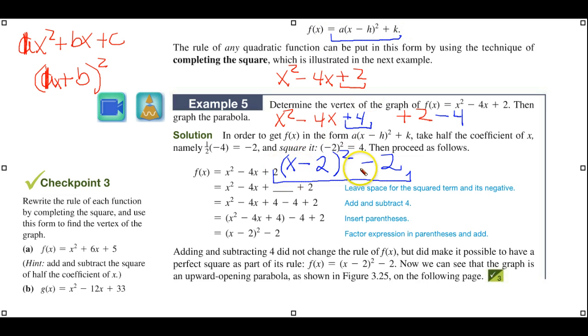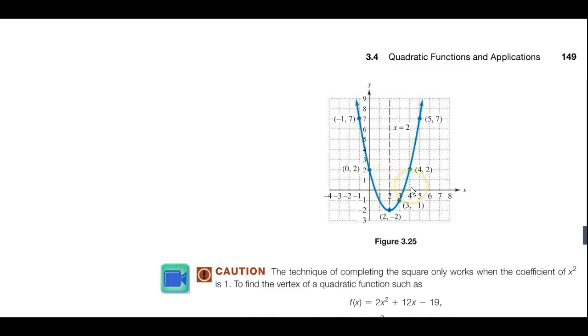So now, from this, what would be our vertex? Well, we said our vertex was h, comma, k. And our k value is a negative 2. And our h value was the opposite sign of what we had here, a 2. And there's our answer. So we now have our vertex, and now from this form, they want us to graph the parabola. We make our t-chart, and then we go to town.